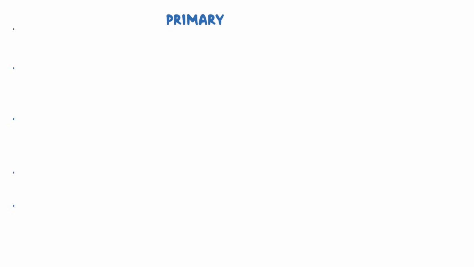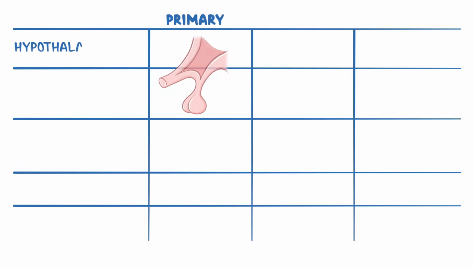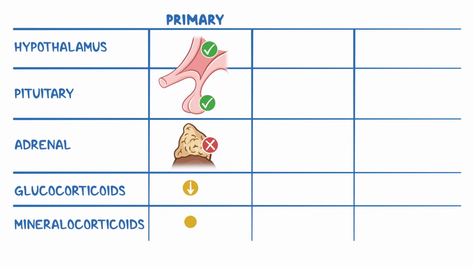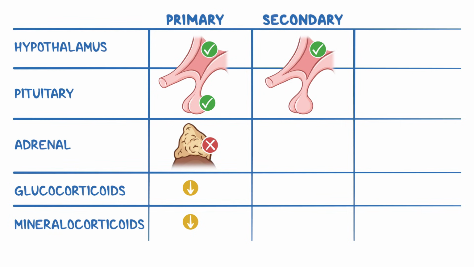In primary adrenal insufficiency, the hypothalamus and pituitary gland work normally, but the adrenal glands fail to respond, resulting in glucocorticoid and mineralocorticoid deficiency. In secondary adrenal insufficiency, the hypothalamus sends signals, but the pituitary gland drops the ball and doesn't pass it to the adrenal glands.